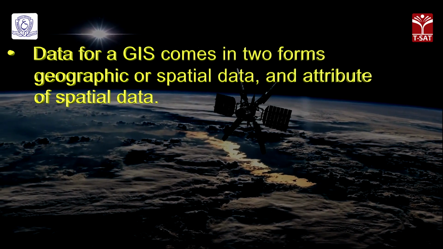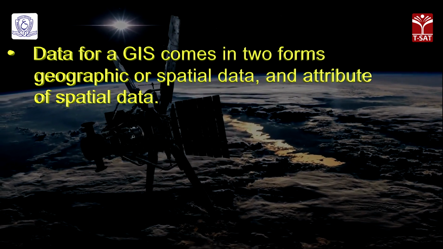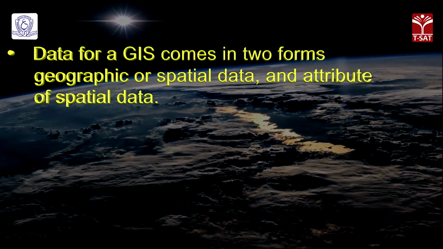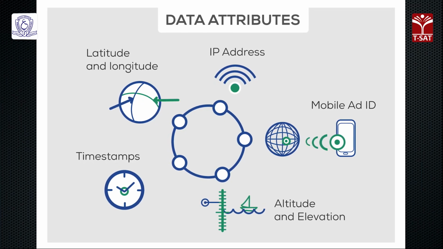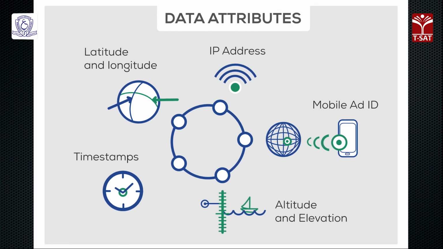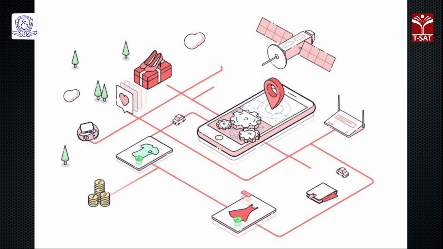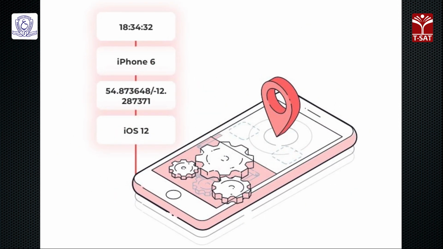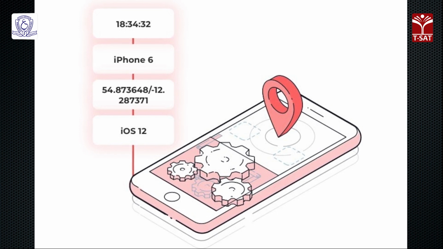Data for a GIS comes in two forms: geographic or spatial data, and attribute data of spatial data. Spatial data are the data that can contain explicit geographic location in the form of a set of coordinates. Attribute data are a descriptive set of data that contain various information relevant to a particular location, for example depth, height, and sales figures, and can be linked to a particular location by means of an identifier, for example address and zip code.